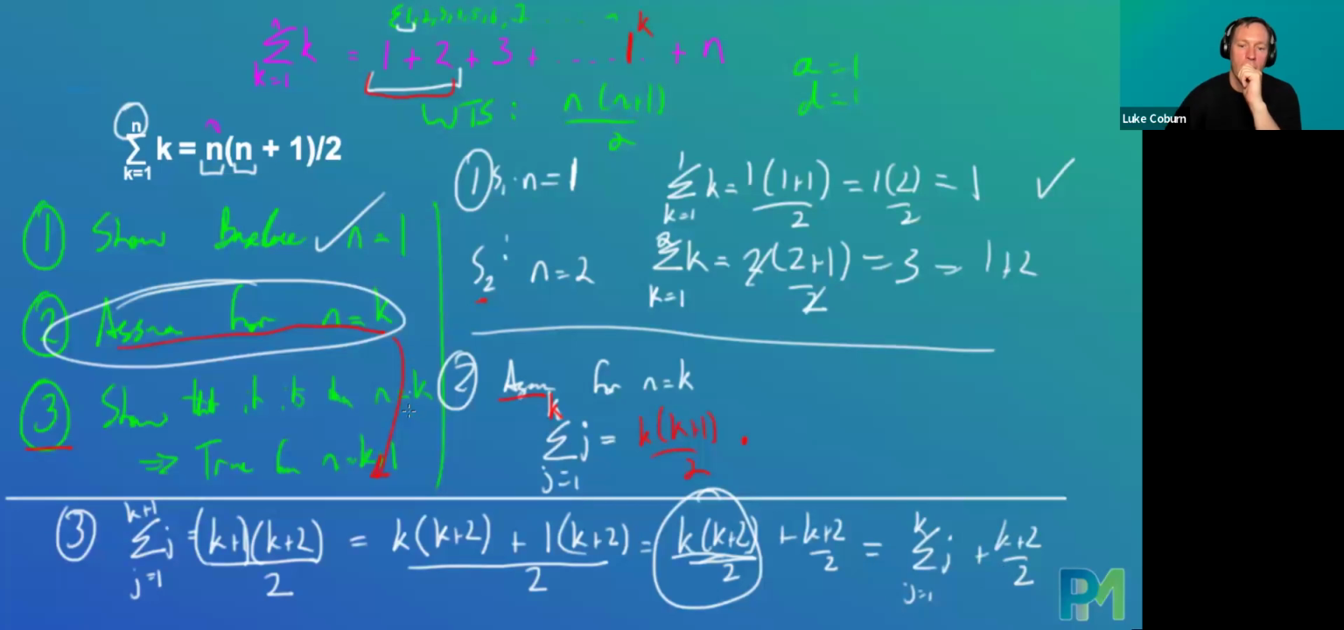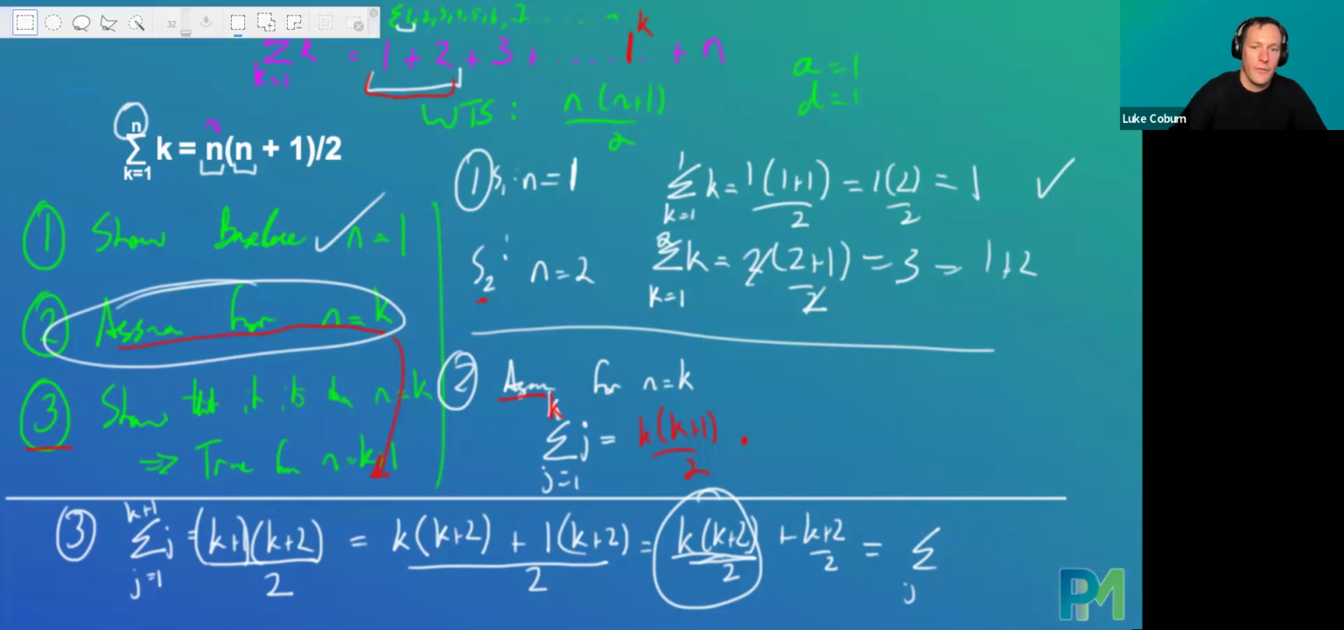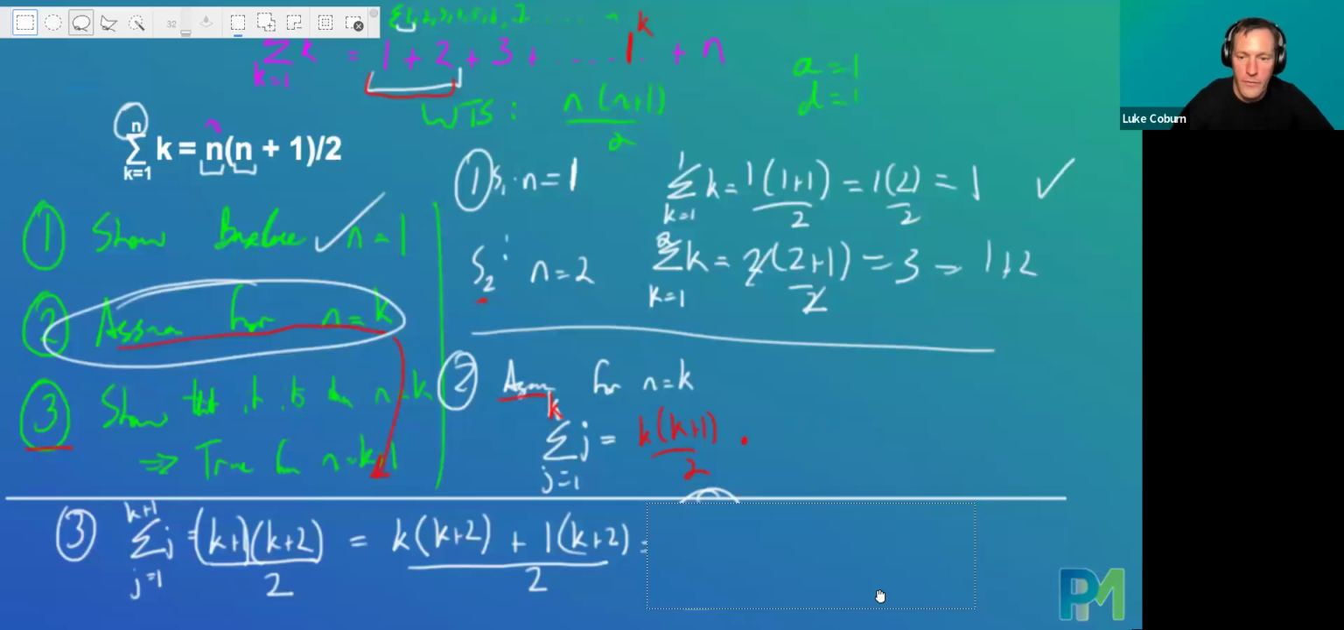Did I do that right? Sorry, I multiplied this out wrong, didn't I? Oh yeah, sorry, I did that. Let me just go back. One second, sorry about this. I think I got caught out because I used this j here.